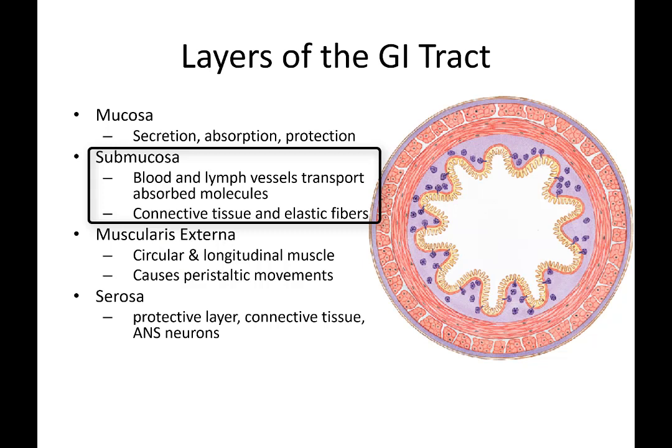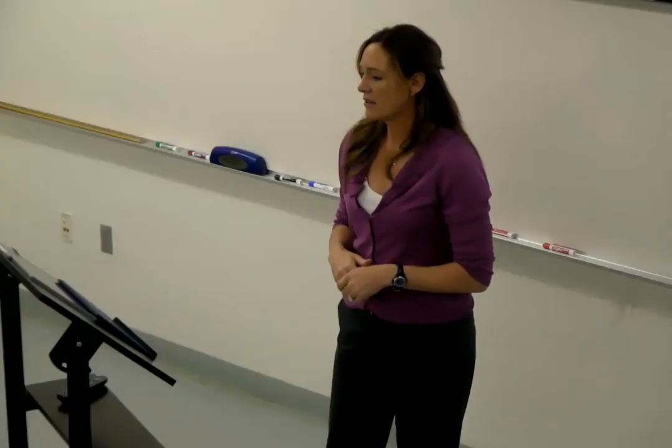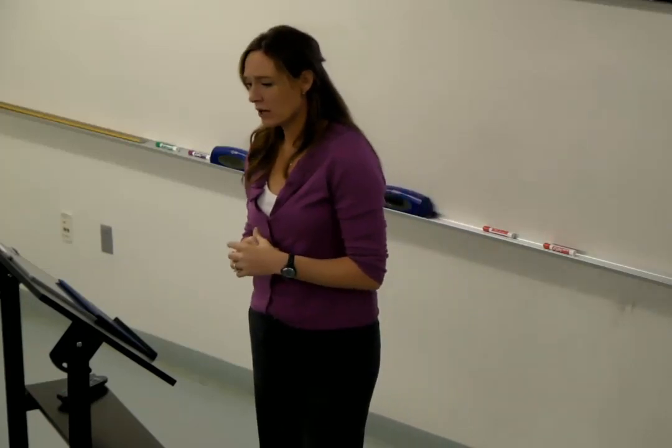The submucosa is just under the mucosa. It kind of is like a no man's land to me. In this picture, it's the purple area with glands in it, usually large blood vessels. It's a lot of connective tissue, and this is where some of the glands are located.